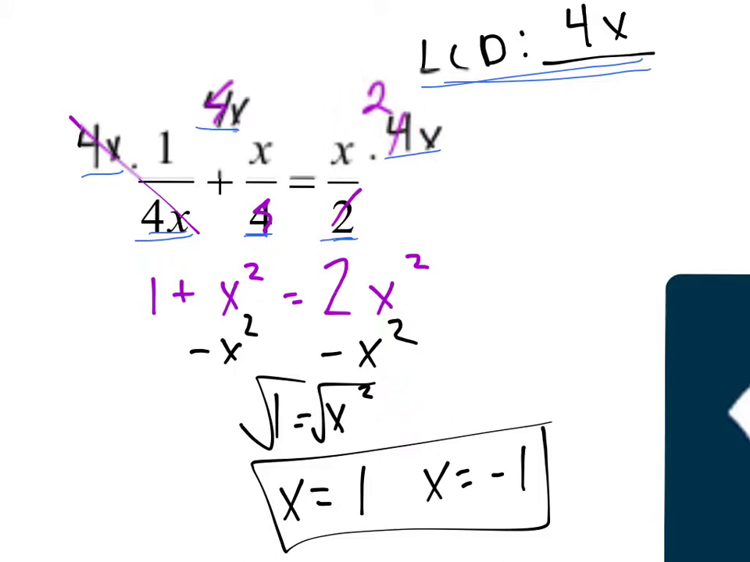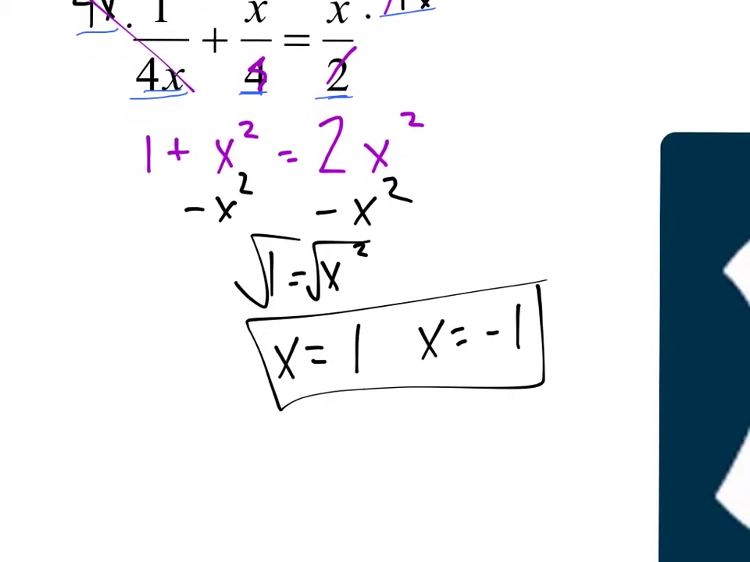So, now I can go through and I can multiply. All I have left there is a 1, plus an x squared, x times x, equals 2x times x, or x squared. Subtract x from both sides to get all my x's on one side, and I notice I get x squared, just a 1x squared, equals 1.